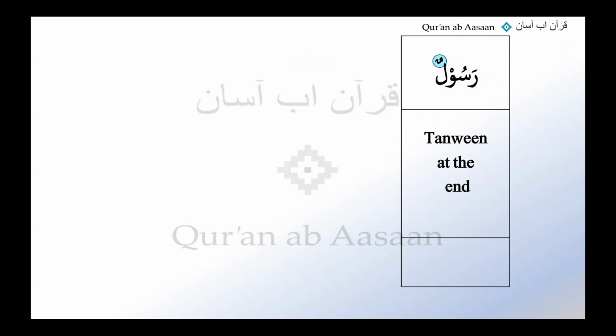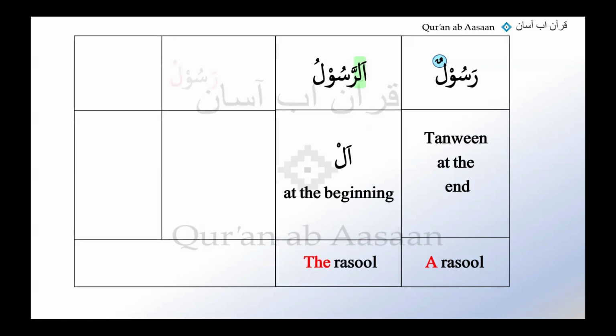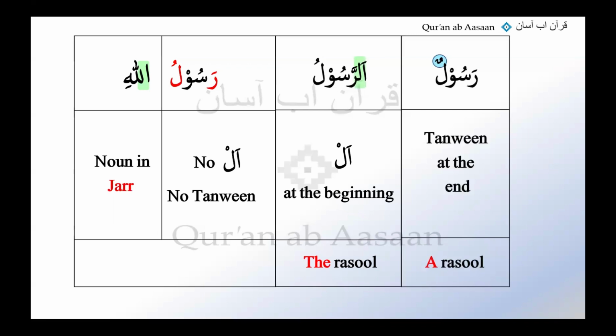And how do we translate it? Rasul. If we look at this, we notice this al at the beginning that we color green. And this al at the beginning tells us that this is a proper noun. How do we translate this one? The Rasul. Yeah. But what about this one now? Rasulu, which has no al, no tanween, but it is followed by a noun, Allahi, which is in jar.